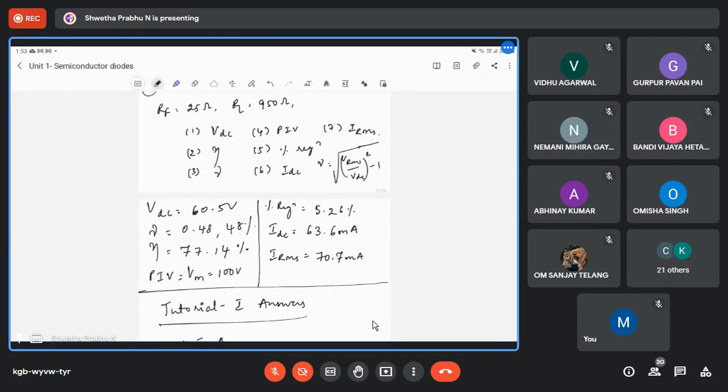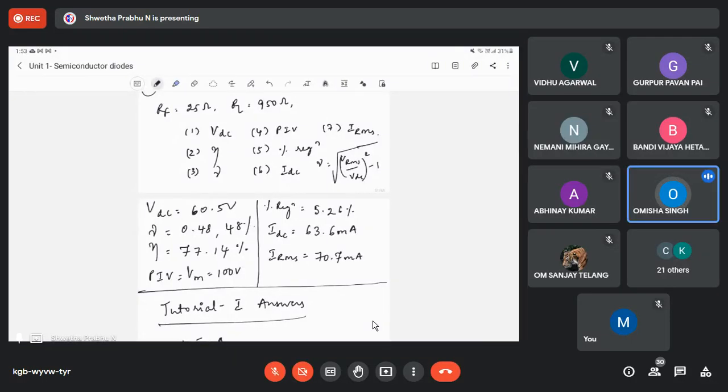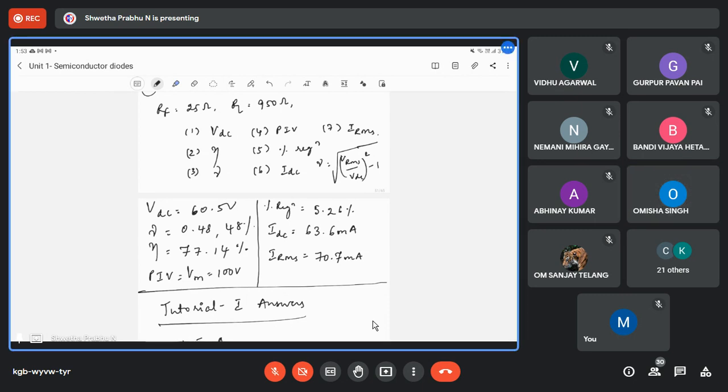Substitute. Just take a V square of it. VRMS by VDC, the whole square, minus 1. Ma'am, but we can, that is also the formula, right?